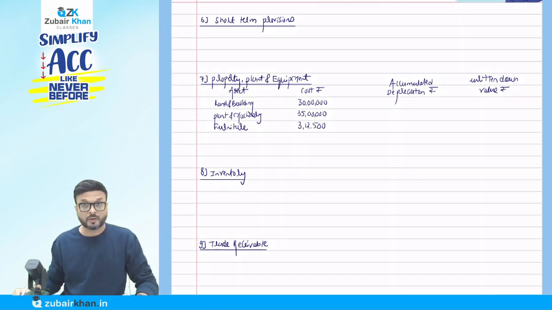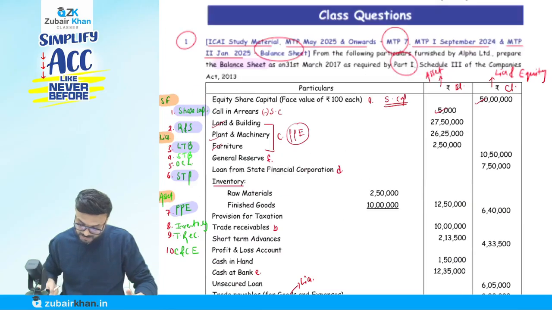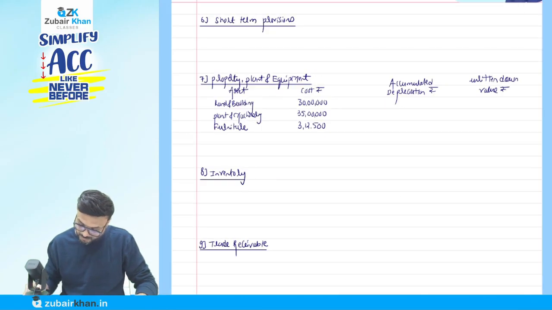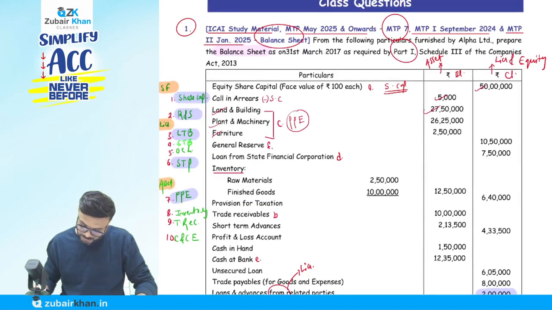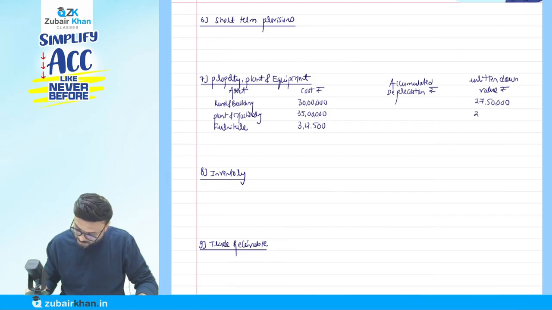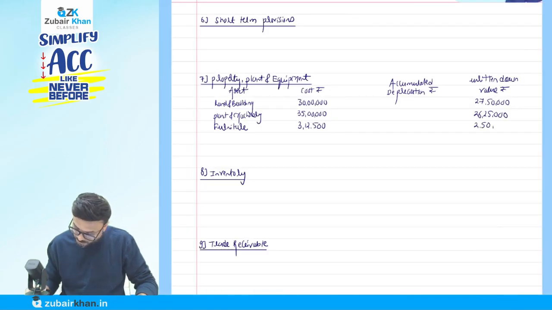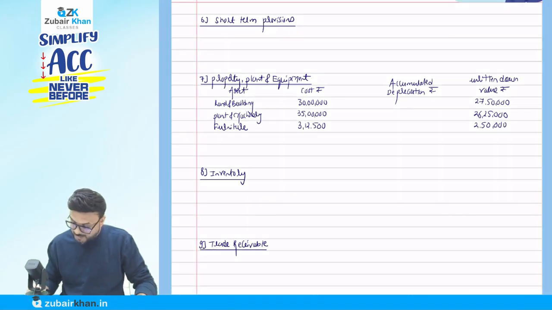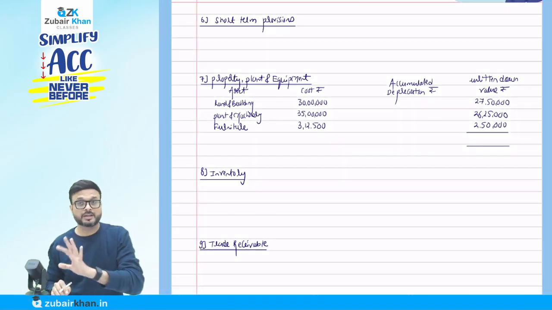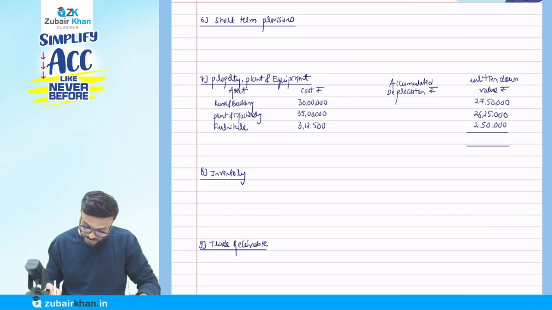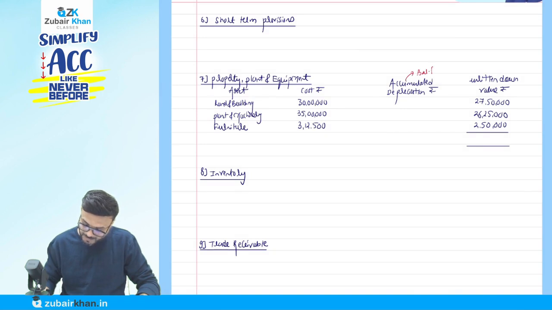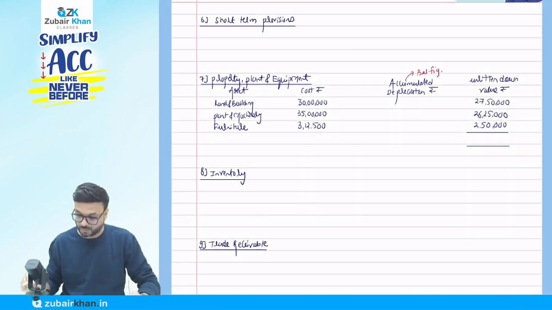Now in the trial balance they have given us these values: land and building 27,50,000, plant and machinery 26,25,000, and furniture 2,50,000. Remember that. This total will go to the balance sheet, no doubt about it, because it is given in the trial balance. But for your reference, I am writing this down. This is the balancing figure, basically.